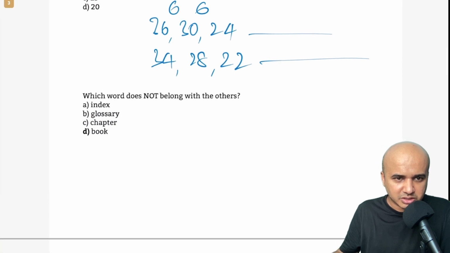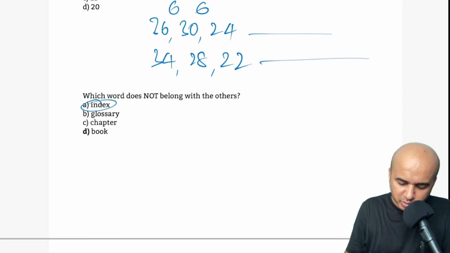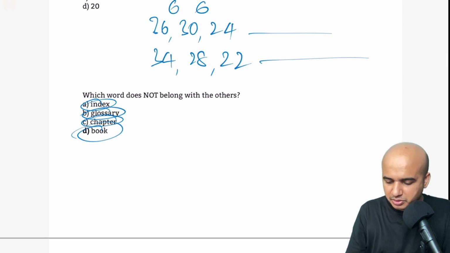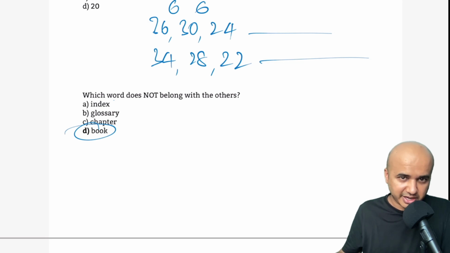The next question, which word does not belong with the others? Again, this is very easy actually. Index part of the book, glossary part of the book, chapter part of the book, book itself, it's not part of the contents of the book. So therefore book, the marked answer, is in fact the right one.